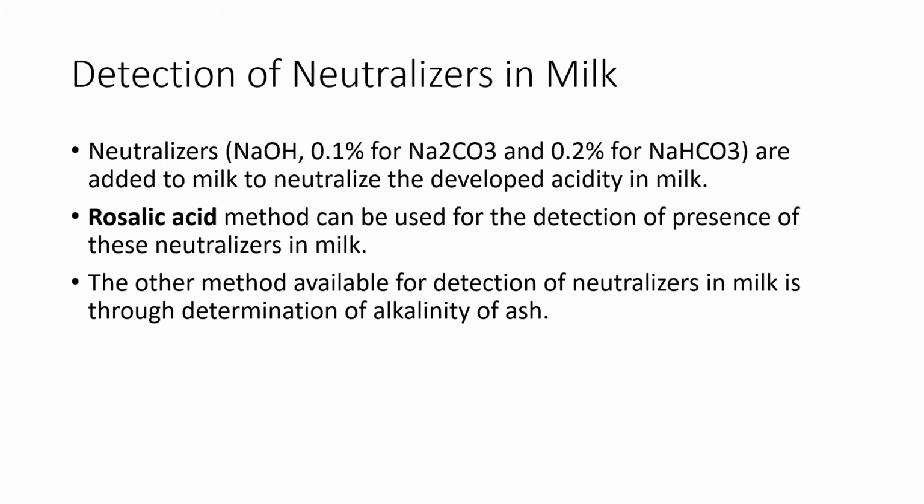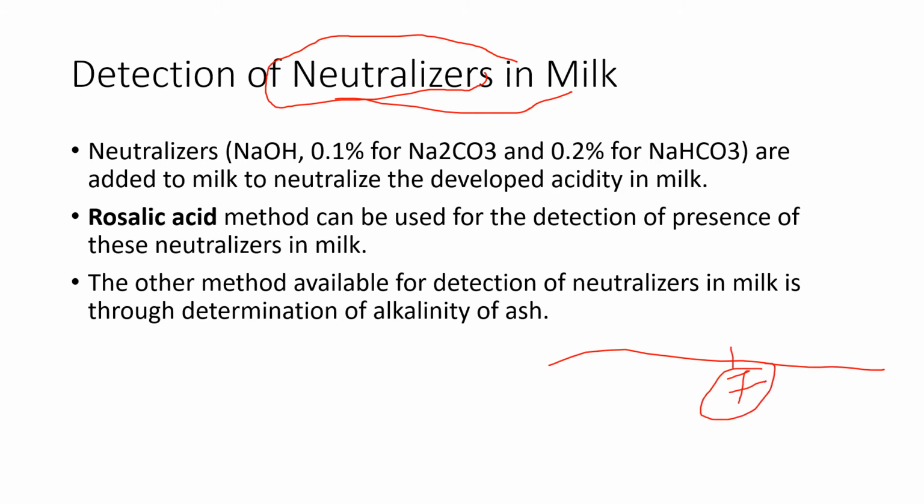And the next thing is detection of neutralizers in milk. Neutralizers are nothing but anything that reduces or balances the pH. For example, if you leave the milk as such, the milk pH will decrease. So in order to increase the pH, just remember you have a neutral pH of 7. When it goes down to 3, it is more acidic, and when it goes to 10, it is more alkaline. So in order to pull it back, you need to add some kind of neutralizers.